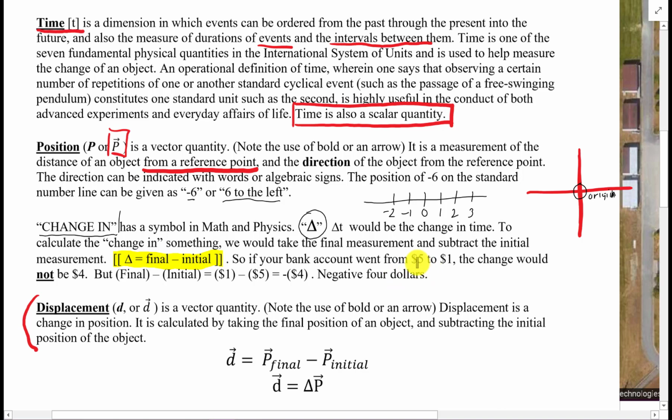Okay, so that's how you can do that. You can understand, oh yeah, it went down $4. That's why it's -4. And how do you actually calculate that -4? We take the final 1 and subtract the initial. So that's what I highlighted. That's the important part.